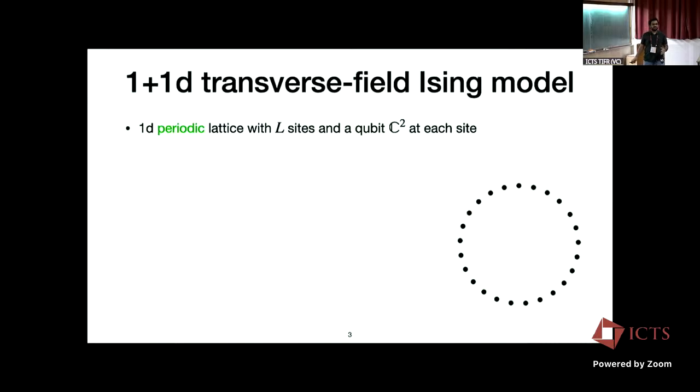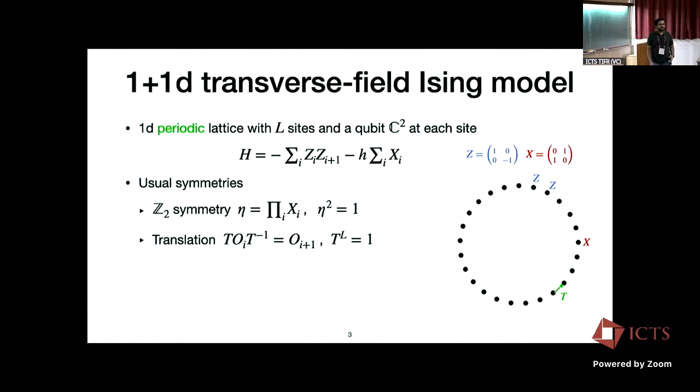The setup is as follows. You have a 1D periodic chain with qubits on every site. And the Hamiltonian is well known. You have an Ising term, a nearest neighbor interaction, and the transverse field term. And it has some standard symmetries. There's a Z2 spin flip symmetry that flips all the spins on all the sites, and that's generated by this product of X. And it also has translation symmetry.